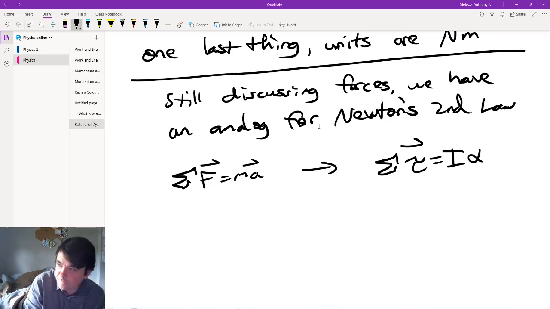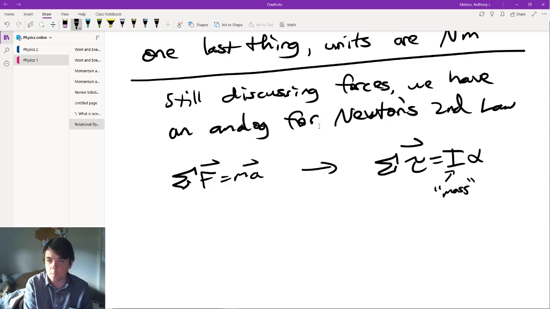This turns into the sum of the torques equals I alpha. And this is our quote-unquote mass. Okay, this is our moment of inertia. This is our rotational acceleration.